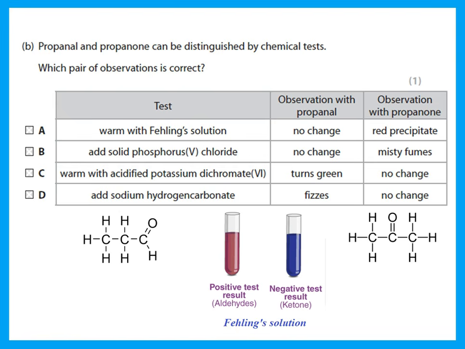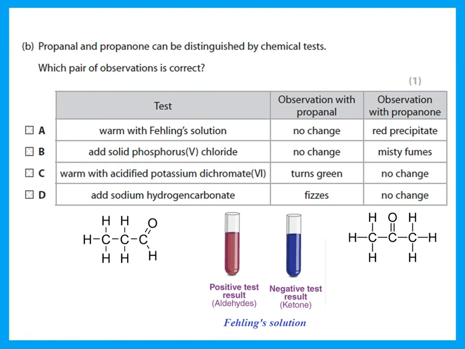Then he says, what if I add phosphorus pentachloride? Well, actually, phosphorus pentachloride was a test for what? It was a test for the presence of OH. None of them has OH, so actually none of them should give any results.